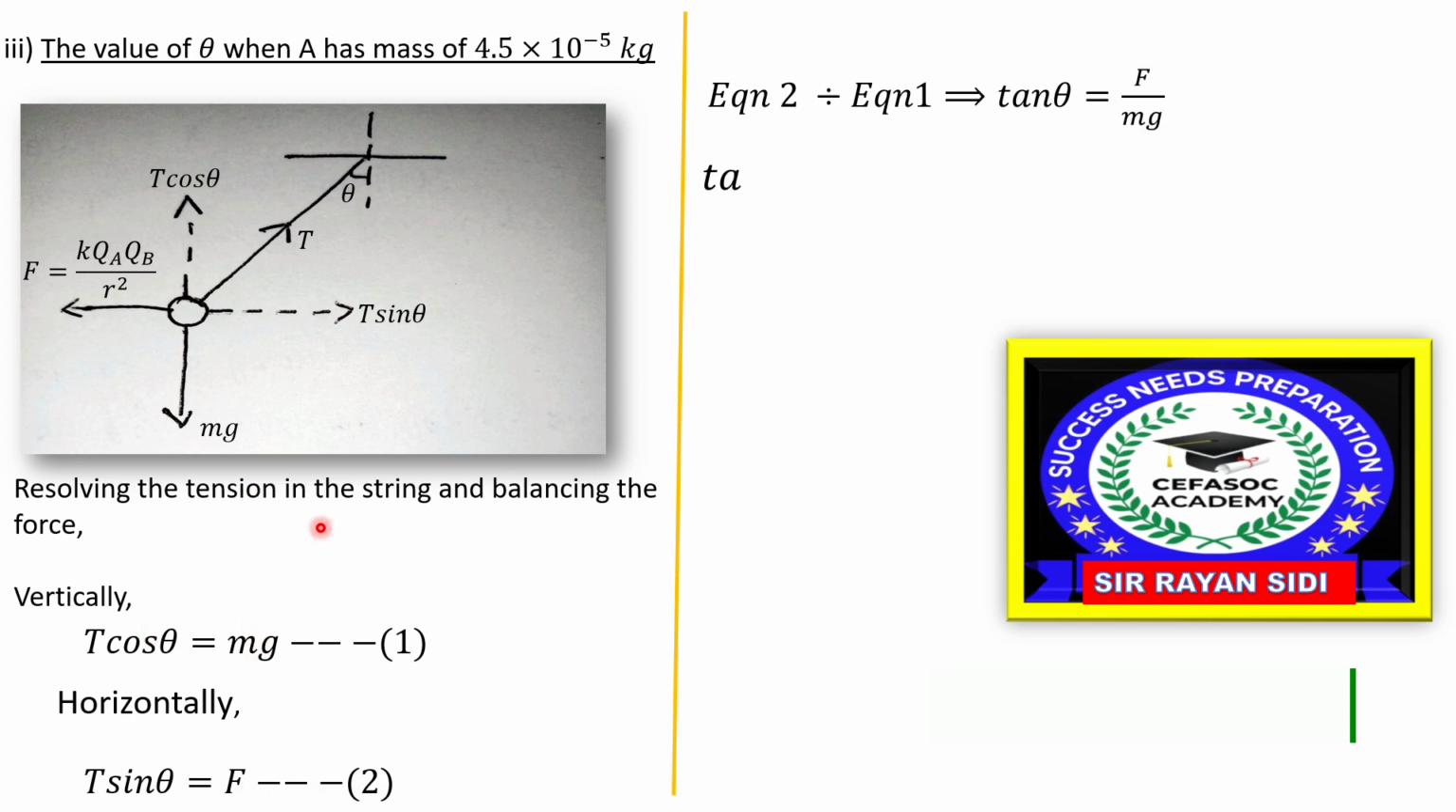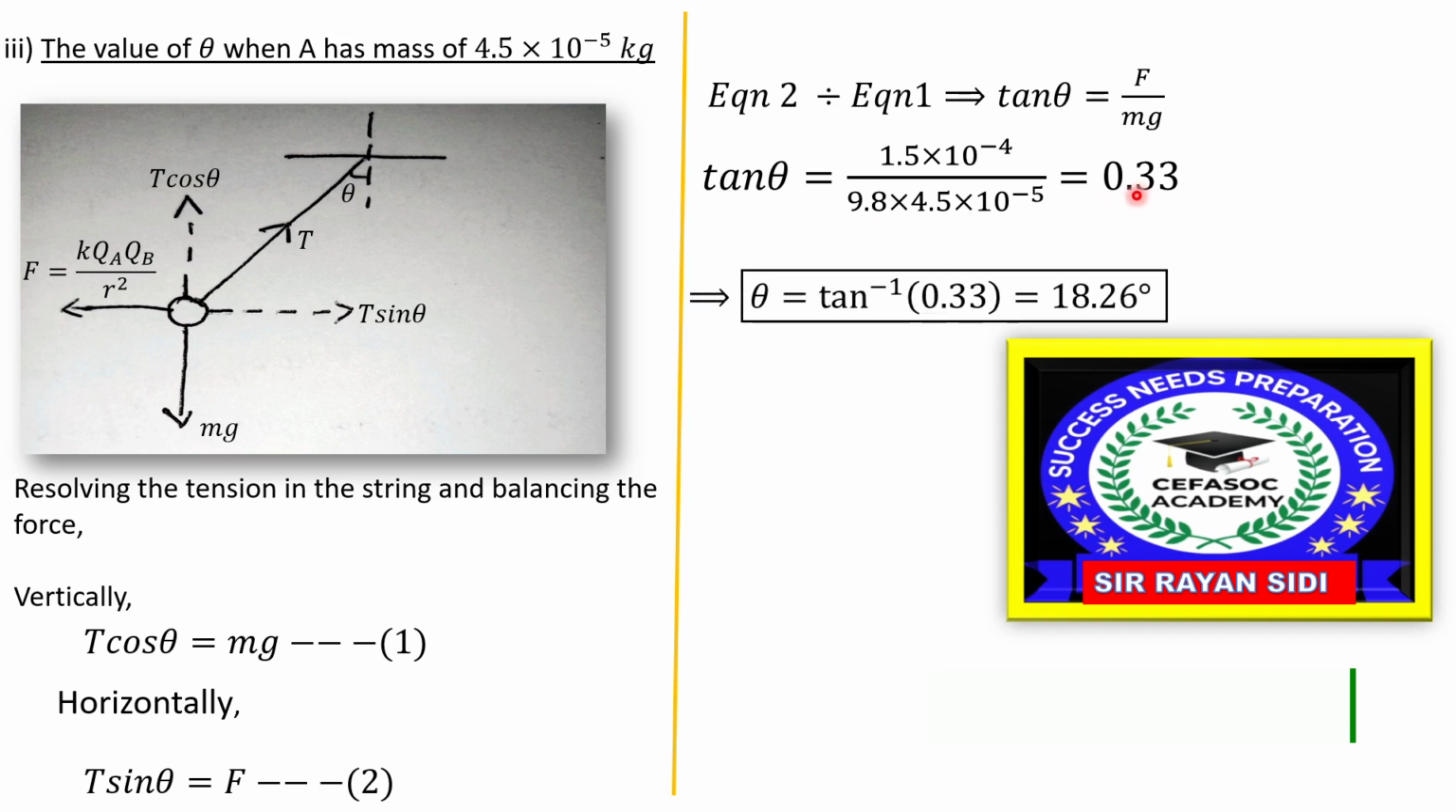And we have calculated F as 1.5 times 10 to the power negative 4 newton, all over 9.8, which is g, times 4.5 times 10 to the power negative 5 kilograms, which equals 0.33 after an appropriate calculation. We are not asked to find tan theta, so theta is tan inverse of 0.33, which is 18.26 degrees.